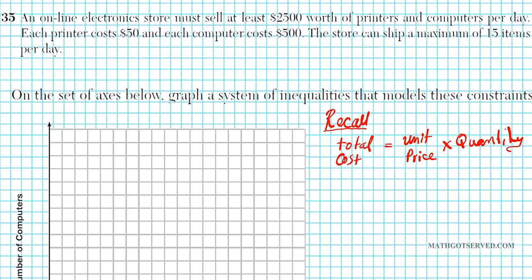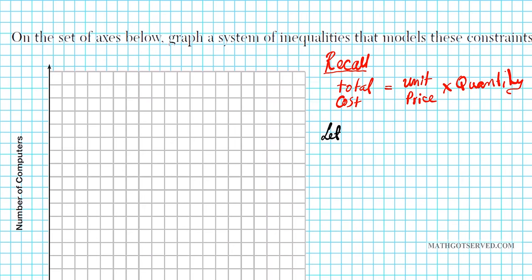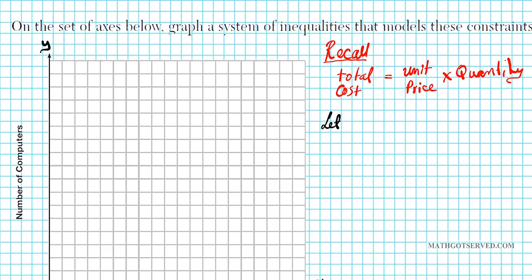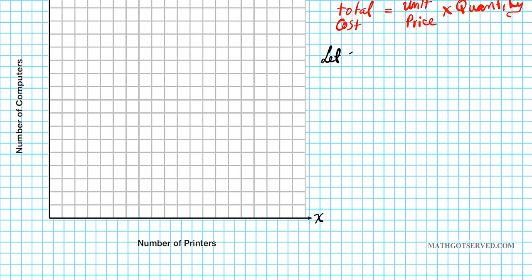Now, let's go ahead and declare our variables first. So let's see computers right here. You see the computers. What axis is it placed on? It's based on the y-axis, right? And then printers, x-axis. So let's follow that pattern. So let x equal the number of printers, and let y be the number of computers.